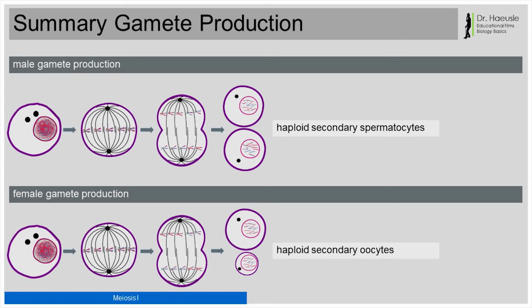In males, these cells are called secondary spermatocytes, in females secondary oocytes. As you can see, these haploid cells are the same size in males. In females, however, the cell content is not equally distributed. One cell is bigger than the other, but the nuclei of these 2 cells contain the same number of chromatin fibers. Now meiosis II begins.